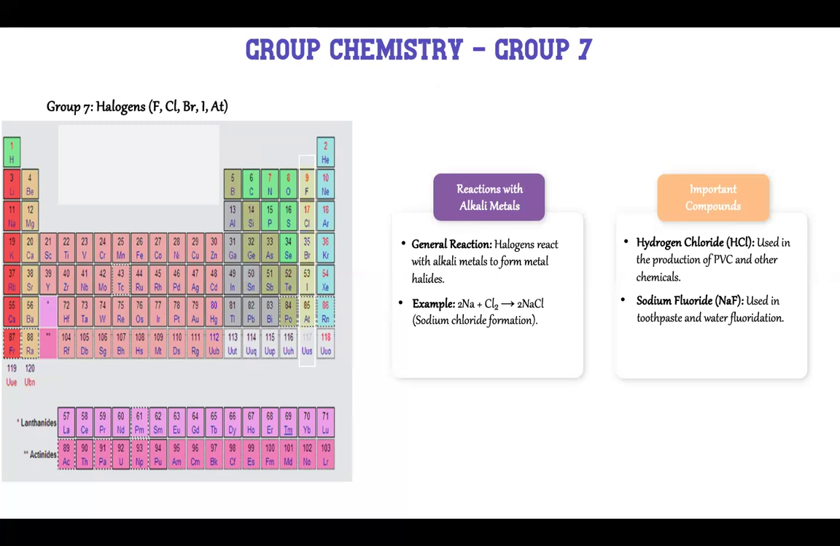Let's look into group 7, the halogens, how they react with alkali metals, and important compounds. In terms of the general reaction, halogens react with alkali metals to form metal halides. For example, sodium and chlorine form sodium chloride. The important compounds here consist of two major ones: hydrogen chloride, which is used in the production of PVC and other chemicals, and sodium chloride, which is used in toothpaste and water fluoridation.